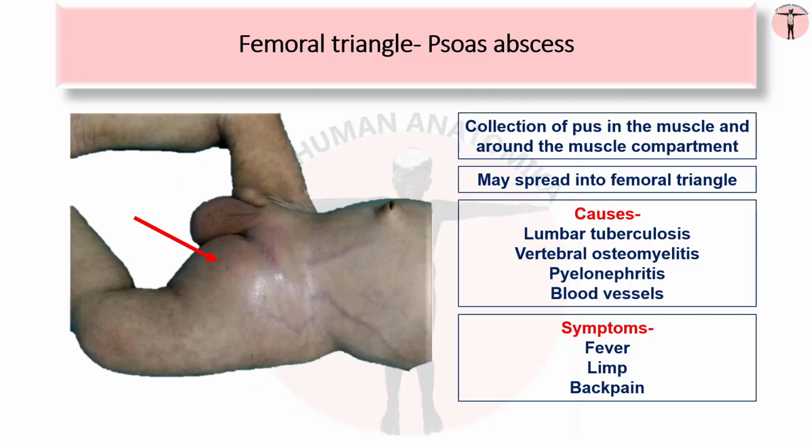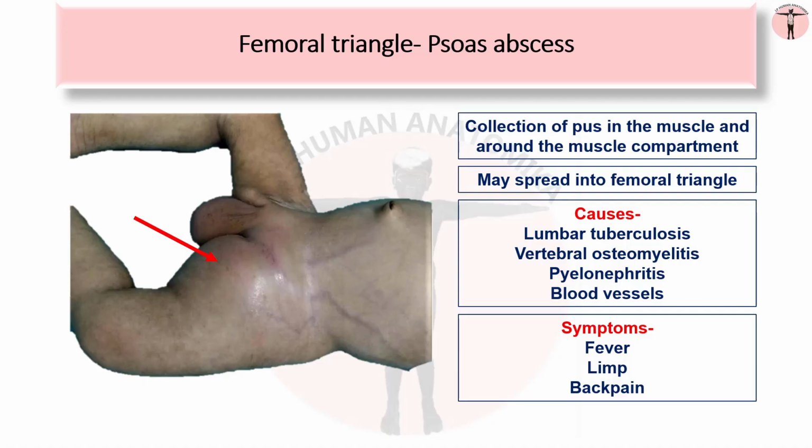Psoas abscess. It is a collection of pus in the iliopsoas muscle compartment and within the psoas muscle. The psoas muscle extends from the lumbar vertebrae in the abdominal cavity where it originates and extends to the thigh up to the femoral triangle where it is inserted to the lesser trochanter of the femur. The muscle is retroperitoneal, that is, it is present behind the peritoneum in the abdominal cavity and behind the femoral sheath in the femoral triangle.